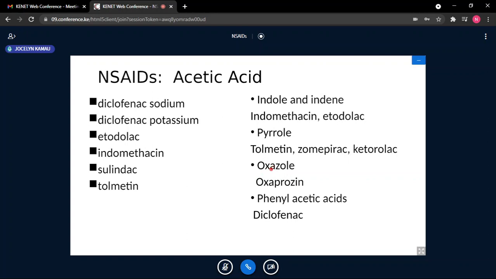Then you have the oxazole. Remember, an oxazole is where you have an oxygen and nitrogen in, again, an aromatic 5-membered ring. An aromatic 5-membered ring with an oxygen and nitrogen is an oxazole. And we have an example of oxaprozin in that class.